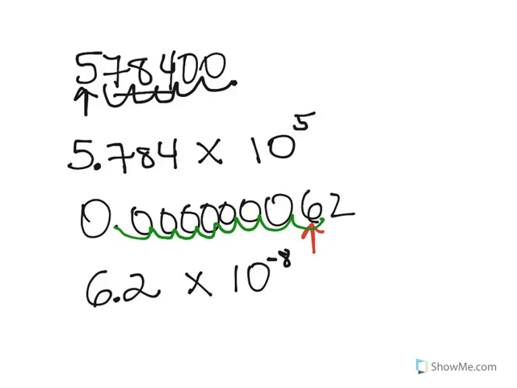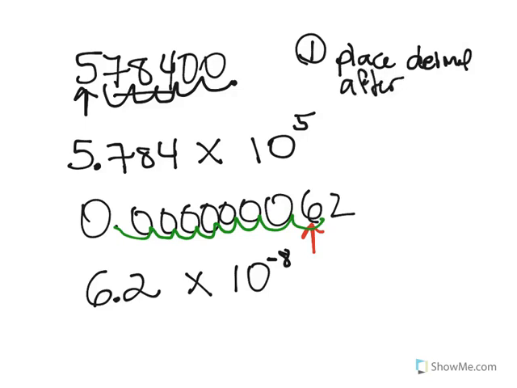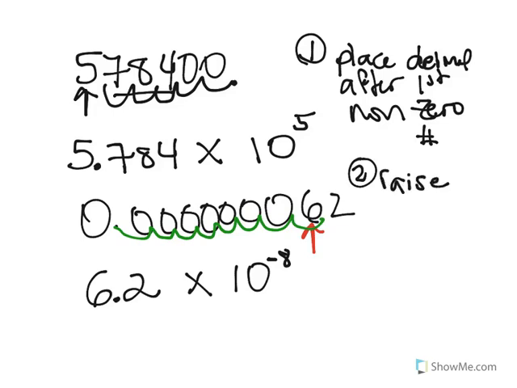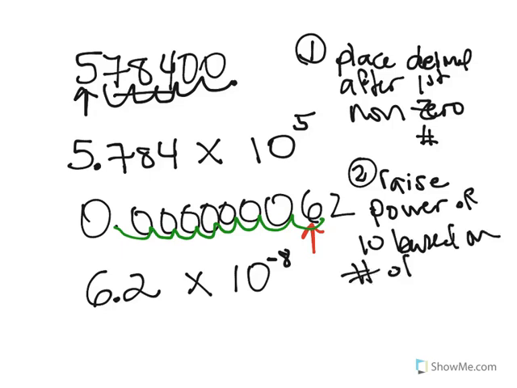When converting to scientific notation, step 1 is to place the decimal after the first non-zero number. Step 2 is to raise this to the power of 10 based on the number of places, the number of spots moved.